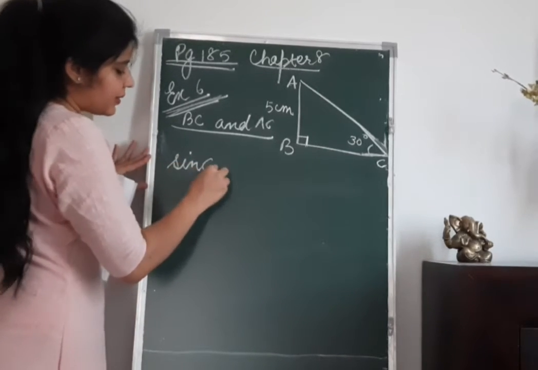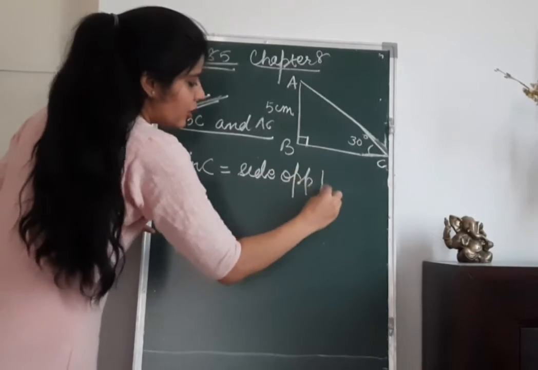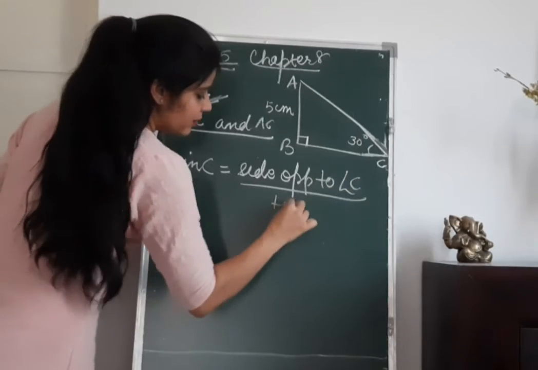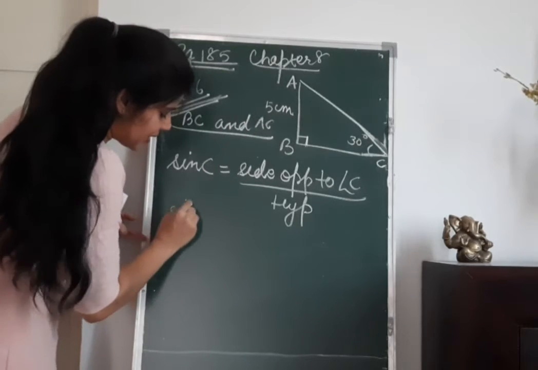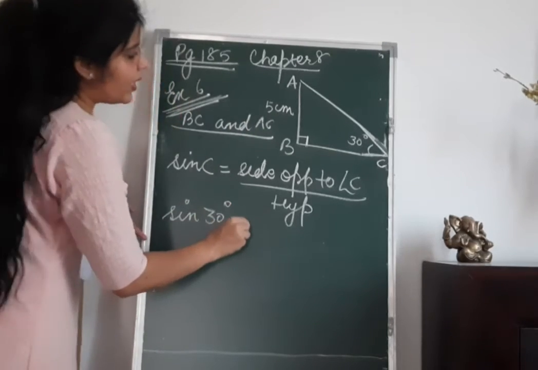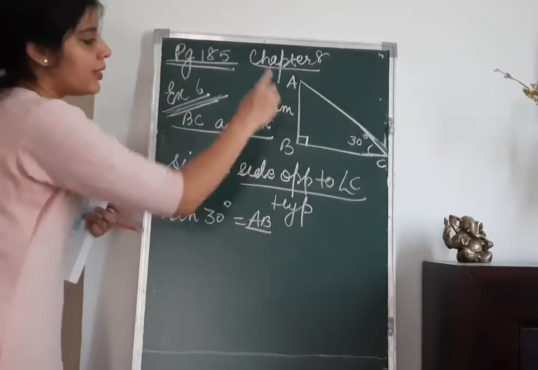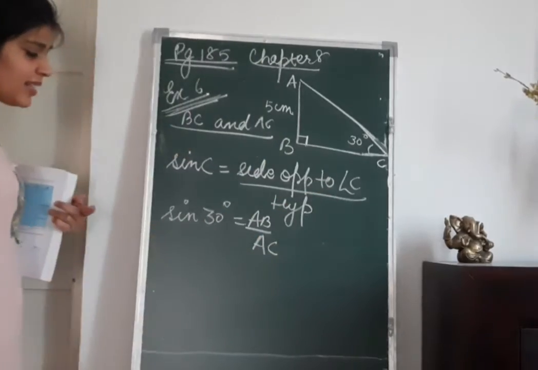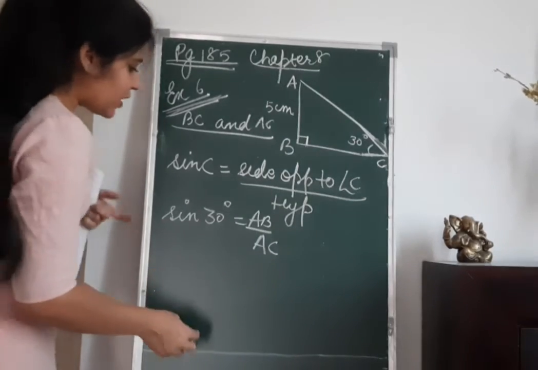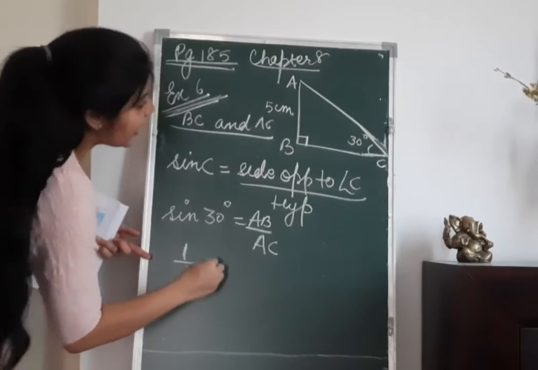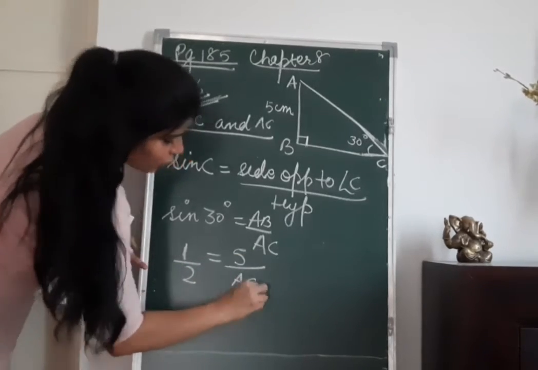Sine of C, sine of angle C is what? Side opposite to angle C upon hypotenuse. Right? Sine of C, that is sine of 30 degree, because C is equal to 30 degree. Which side is opposite to angle C? AB upon hypotenuse, which is AC. Right? And sine of 30 degree is equal to what? Half. We can see from the table that sine of 30 degree is equal to half. AB is equal to 5 centimeter. And AC is what we need to find out.